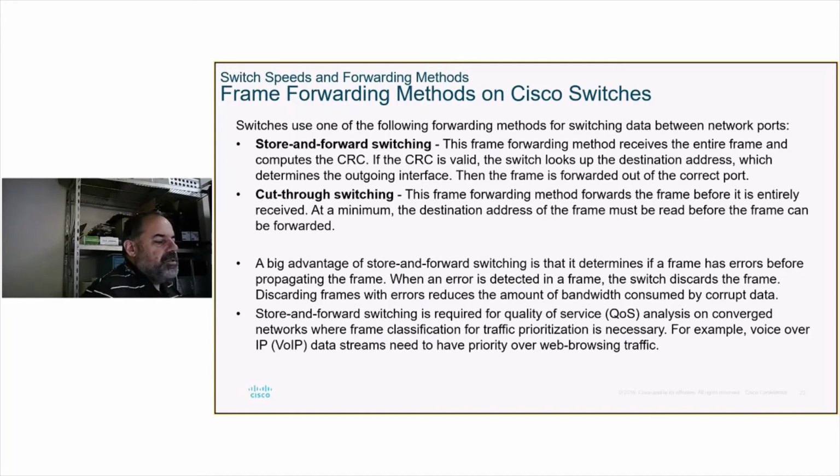Store and forward switching is required for quality of service analysis on converged networks, where frame classification with traffic prioritization is necessary. For example, voice over IP data streams need to have priority over web browsing traffic.